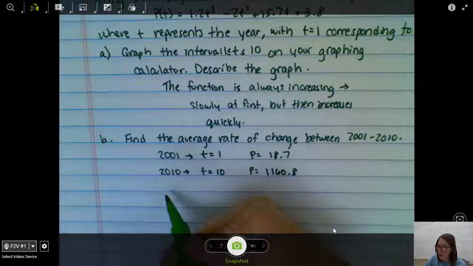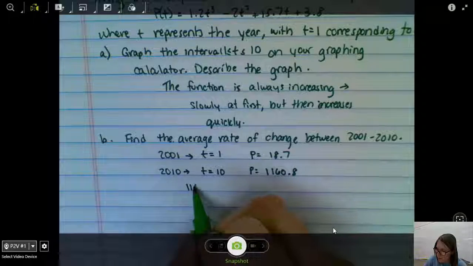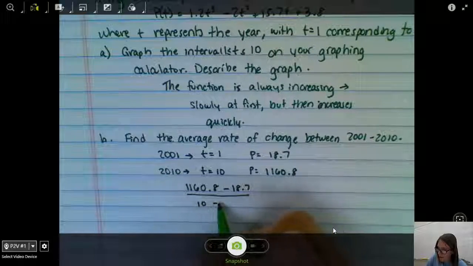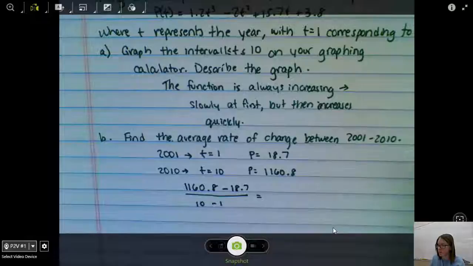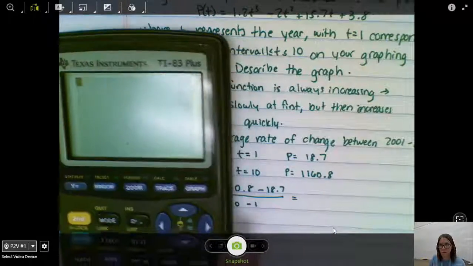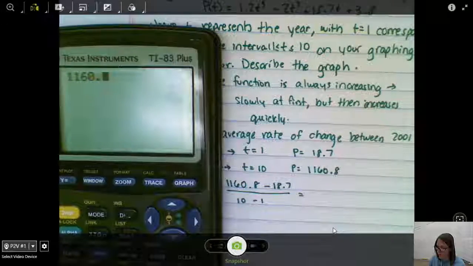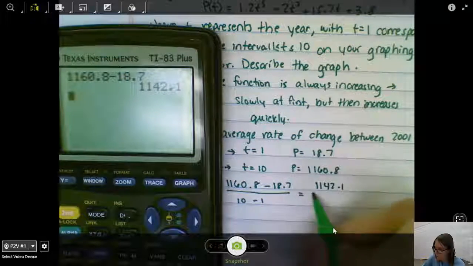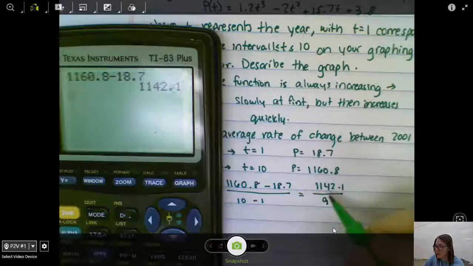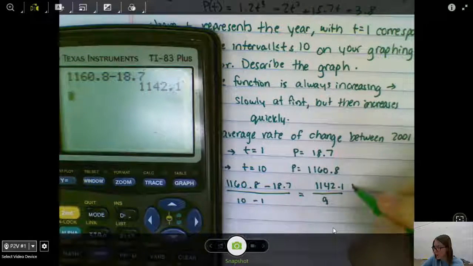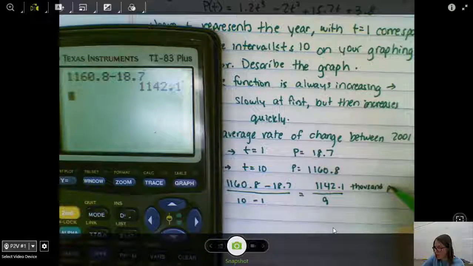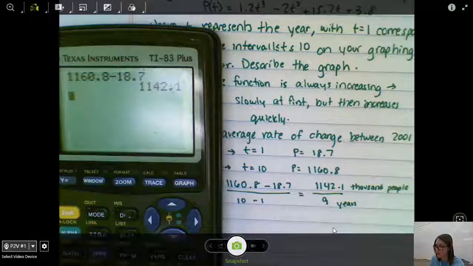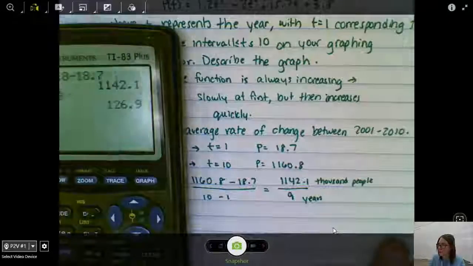Average rate of change, we need to do y2 minus y1 over x2 minus x1. And again, it might kind of help to remember what we're talking about here. Our y values are in thousands of people. Our x value is in years. Divide by 9, we get 126.9.